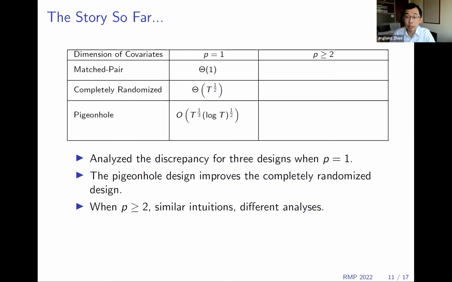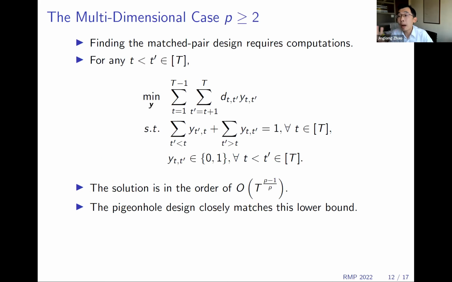So, when there are multiple dimensions, I'm going to be very quick about the slides. Basically, they follow the exact same intuition, but the mathematical analysis is going to be different. The one main important takeaway I want to emphasize is that in the multidimensional case, even for the match pair design, even for this offline optimal benchmark, we cannot do better than this big. We're going to solve this slightly complicated optimization problem, but it's still polynomial time solvable.